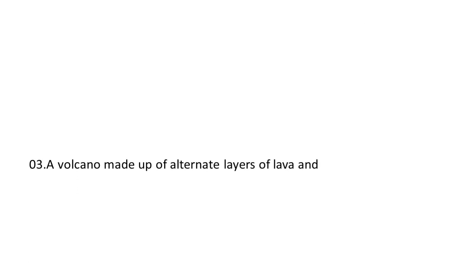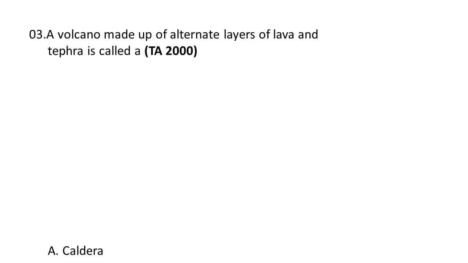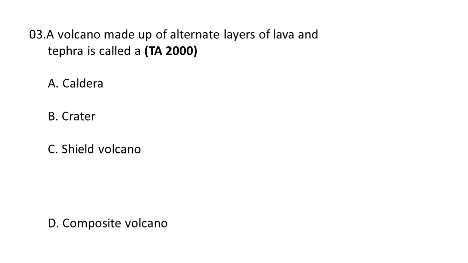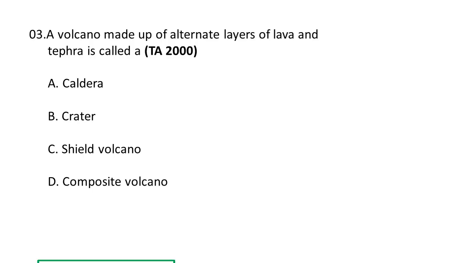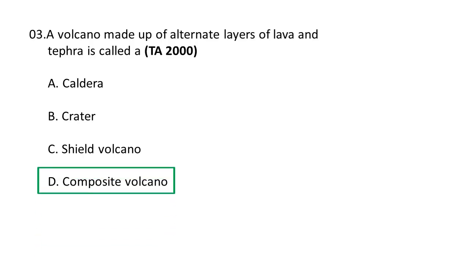Next question. A volcano made up of alternate layers of lava and tephra is called A. Caldera, B. Crater, C. Shield volcano, and D. Composite volcano. So the correct option is D. Composite volcano. A volcano made up of alternate layers of lava and tephra is called a stratovolcano due to the presence of layers, and it is also known as composite volcano. So D. Composite volcano is the correct option.